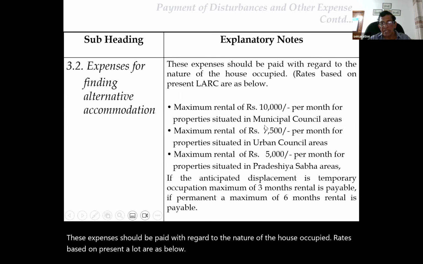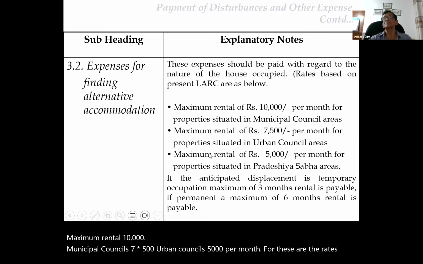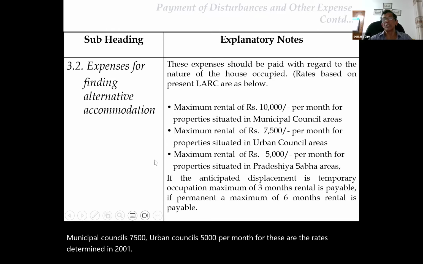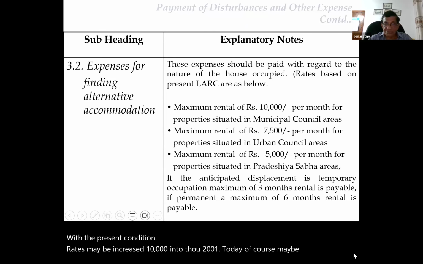Maximum rental 10,000 for municipal councils, 7,500 for urban councils, 5,000 per month for others. These are the rates determined in 2001. To get an idea only, we have put these figures. So with the present condition, rates may be increased. 10,000 in 2001. Today, of course, maybe 75,000 or 100,000, I don't know.